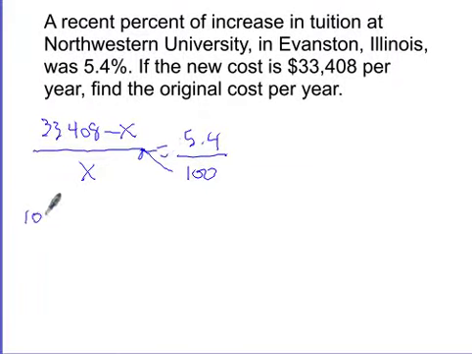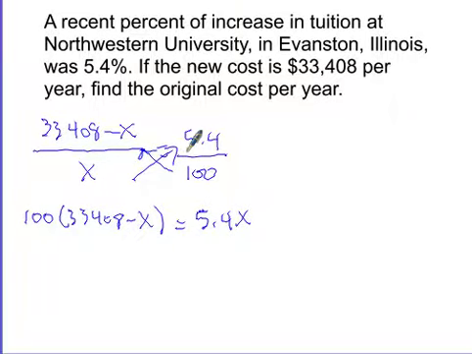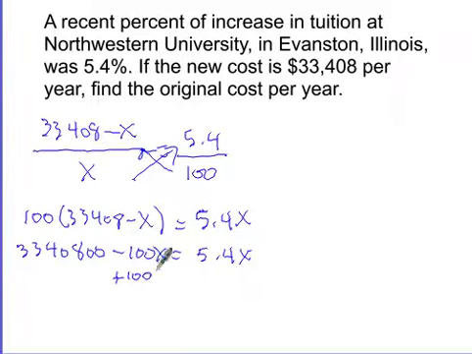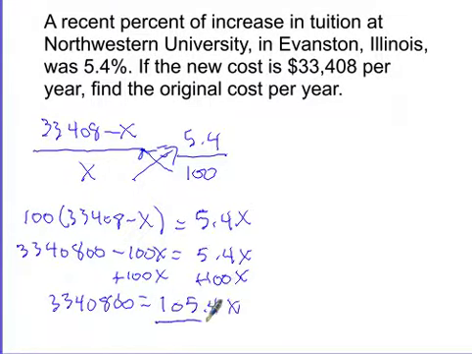So it's going to be 100 times 33,408 minus x equals 5.4x. 3,340,800 minus 100x equals 5.4x. Add 100x. Divide by 105.4.